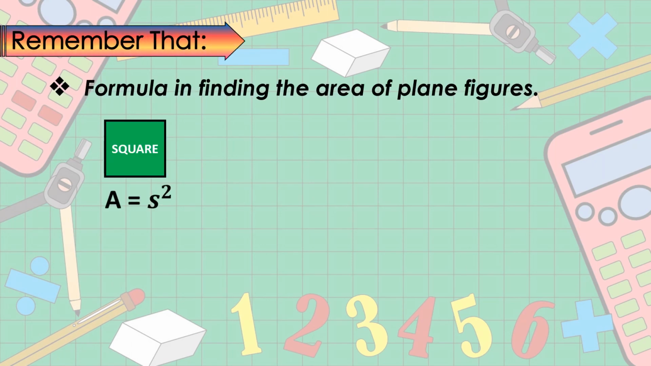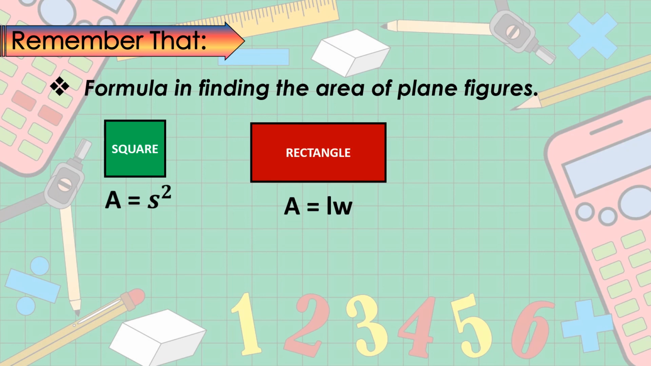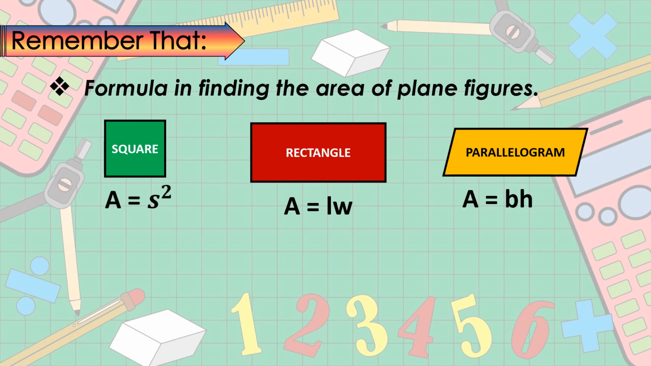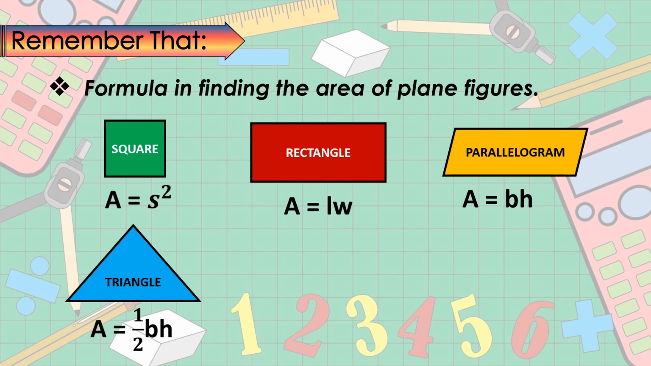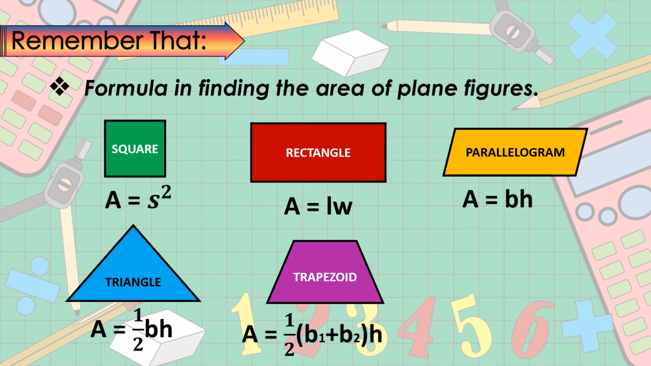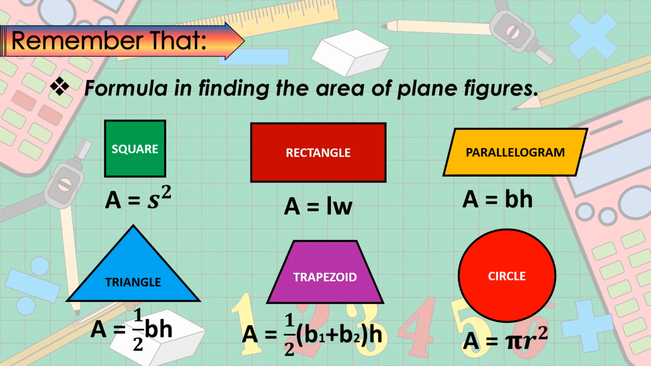So what I wanted you to remember is that the formulas for the area of plane figures are: for the square, A is equivalent to S squared. For the rectangle, A is equivalent to L times W, or length times width. For the parallelogram, A is equivalent to BH, or base times height. For the triangle, A is equivalent to 1/2 of BH, or 1/2 times base times height. And for the trapezoid, A is equivalent to 1/2 times B1 plus B2 times H, or 1/2 times the first base plus the second base times H. And for the circle, A is equivalent to pi r squared, wherein pi has a constant value of 3.14.